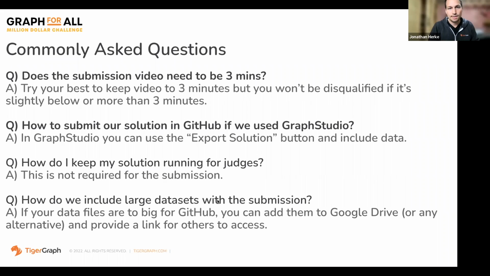The next question is how to submit our solution in GitHub if we use Graph Studio. That's a good question. So in Graph Studio, when you have it populated on the first landing page, there's a button that says export solution. What you want to do is hit export, and what it will do is compile all of your projects into code, and that's reproducible. So as a judge, what we can do is take this tar file that is exported. So you want to include that in your GitHub project. And then what we can do as judges, pull that and re-import it, but we also need the data included. So the data is not exported as part of that solution. So make sure you include your data as well.